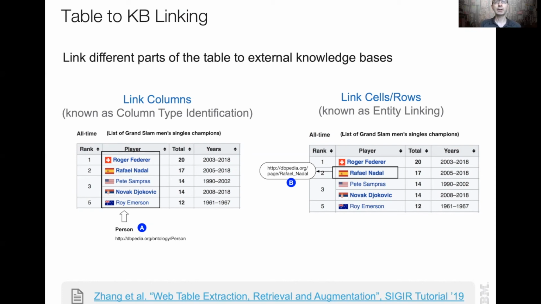The second subtask has to do with linking cells. And in this case, we're trying to link a cell to the corresponding entity in the knowledge base. And this is why this is also commonly referred to as entity linking. An example for that is recognizing that the mention Rafael Nadal refers to the corresponding Wikipedia entity for the famous tennis player.